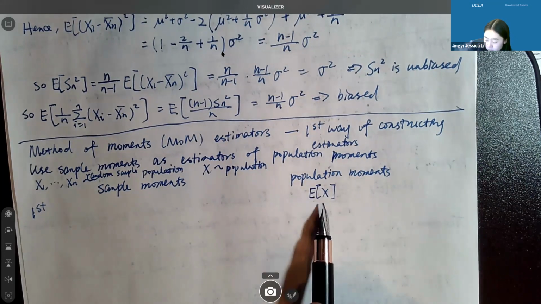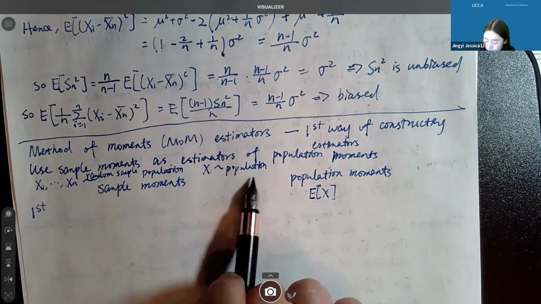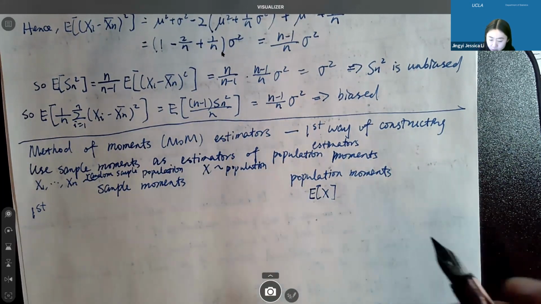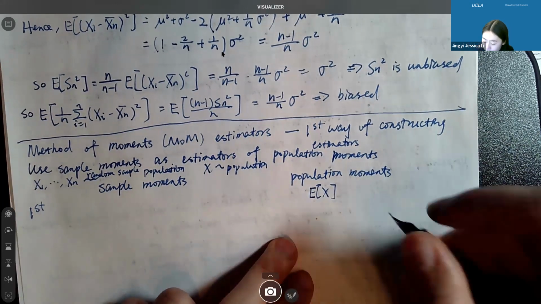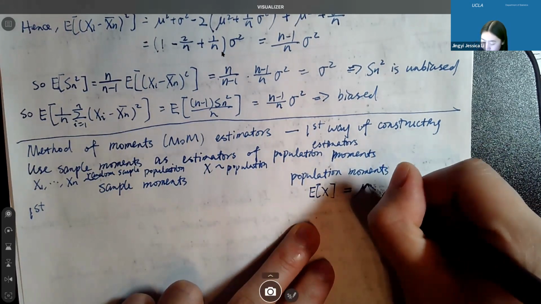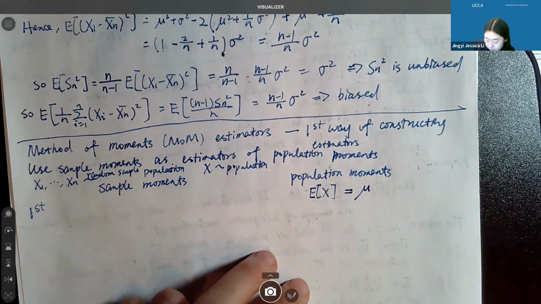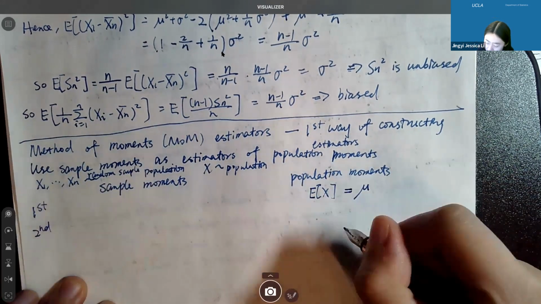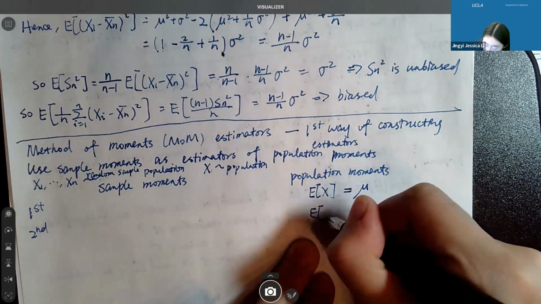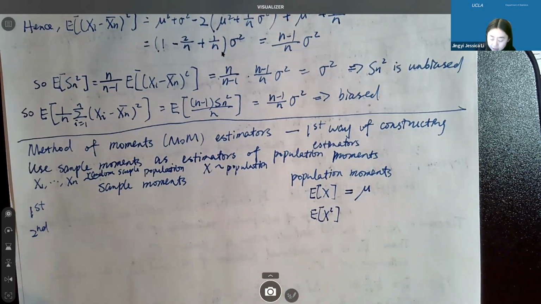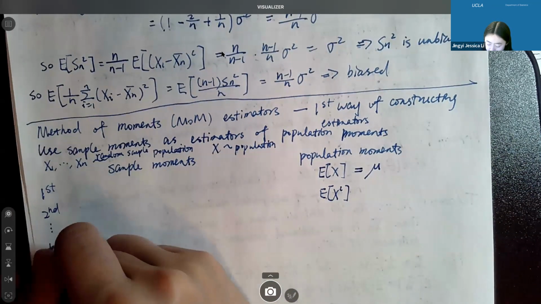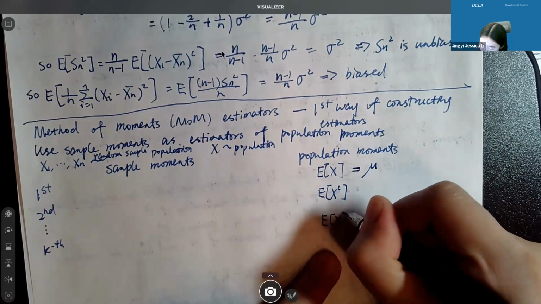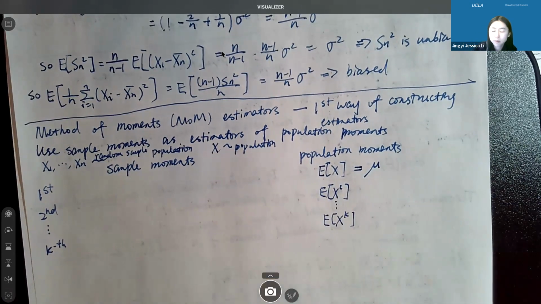And the expectation of this random variable from the population, we denote by expectation of x. That's what we call the first moment. Recall that we also often denote this by the notation mu. Okay, this is for convention. And the second moment, correspondingly, is expectation of x squared. And if we go down to the kth population moment, it is expectation of x to the power k. These are the population moments.